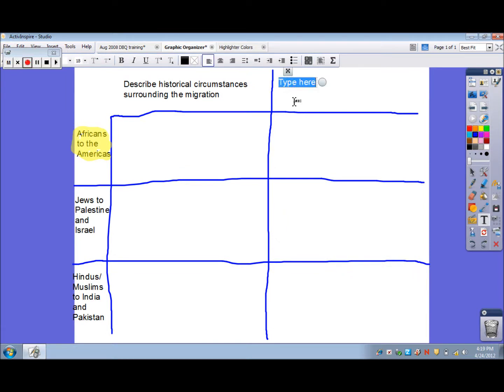So it's discuss impact of migration on the region the group left, and/or, again I want you to do and, the group left and/or the new destination. Go ahead and write that in, pause if you need to.